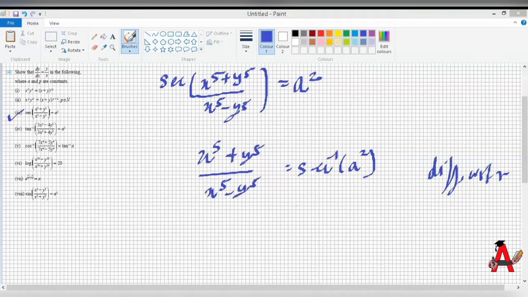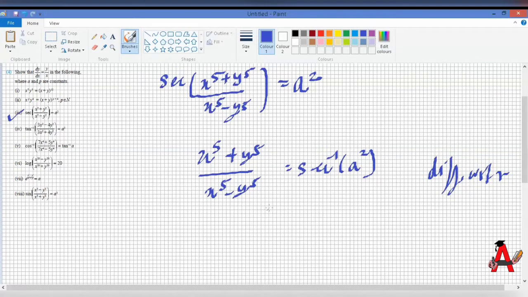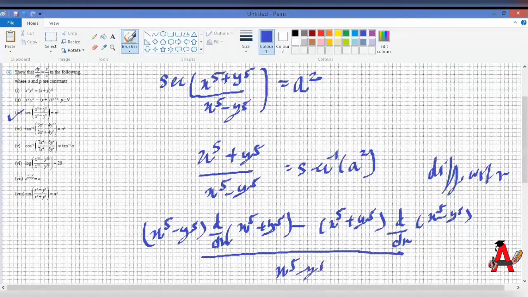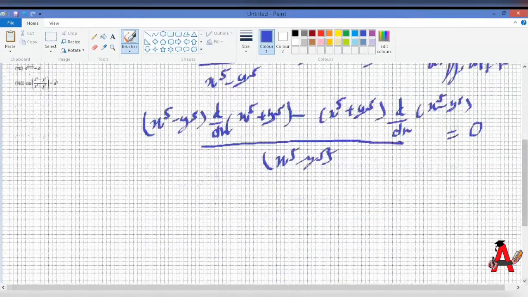This is u upon v. In this kind of question, we will do v into the derivative of u, which is (x^5 - y^5) into the derivative of (x^5 + y^5), minus u into the derivative of v, which is (x^5 - y^5), upon v square, which is (x^5 - y^5) whole square. And on this side, zero will come, because the derivative of a constant is zero. In the next step, we will also shift this side, which will also become zero.